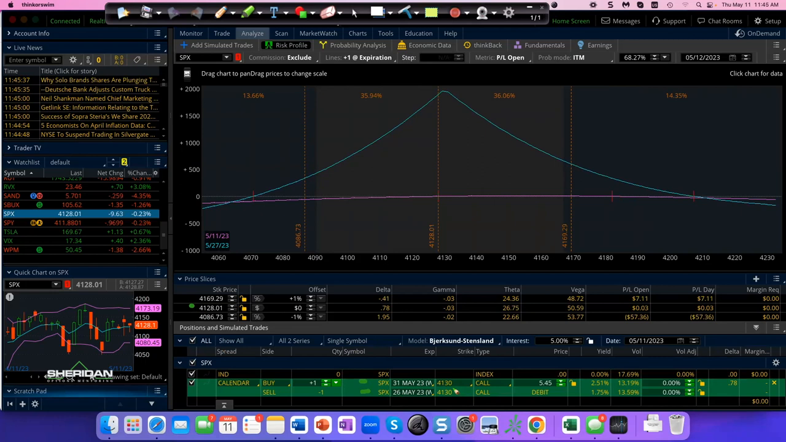With a calendar, if I'm more neutral, my strikes are at 41.30. If I was more bullish, my strikes could be 41.50. If I was more bearish, my strikes could be 41.10.